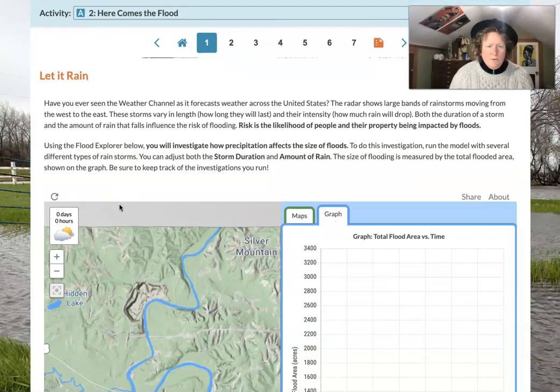Use the Flood Explorer below. You'll investigate how precipitation affects the size of floods. Remember, precipitation is part of the flood diamond. And we'll go back to the flood diamond later in this lesson.